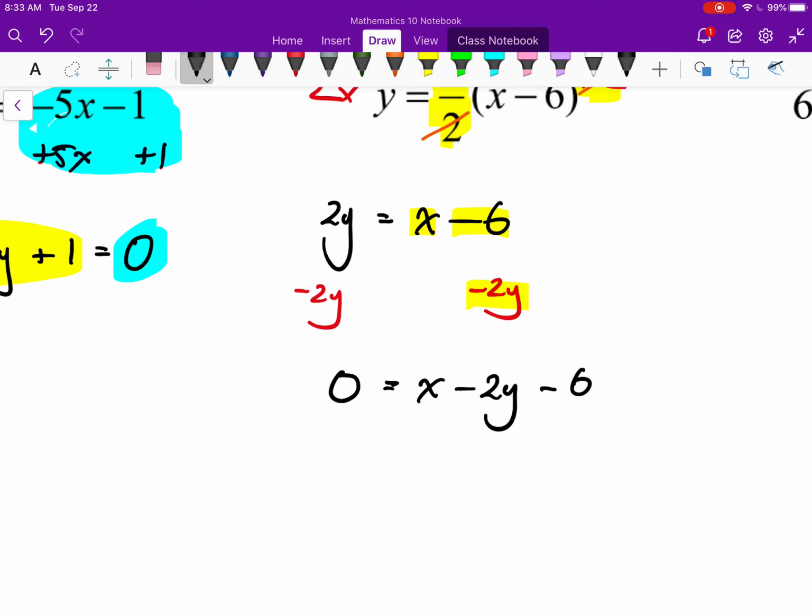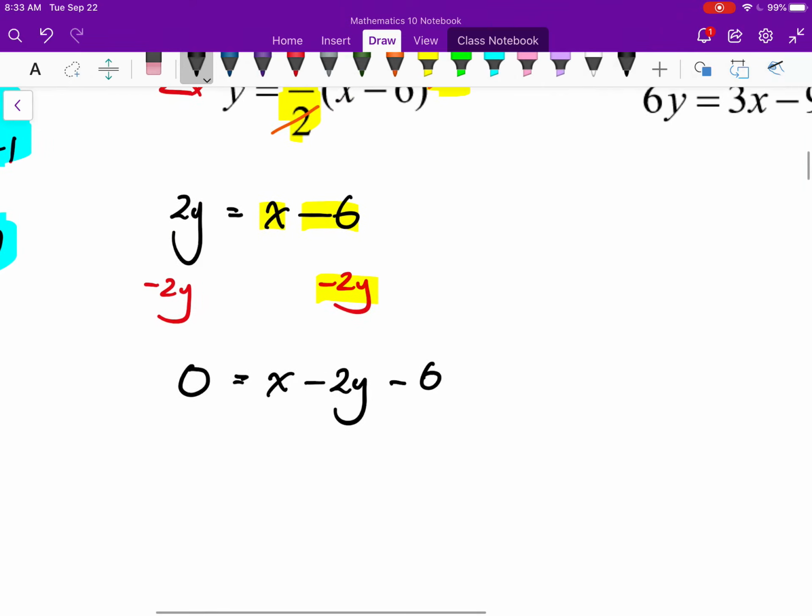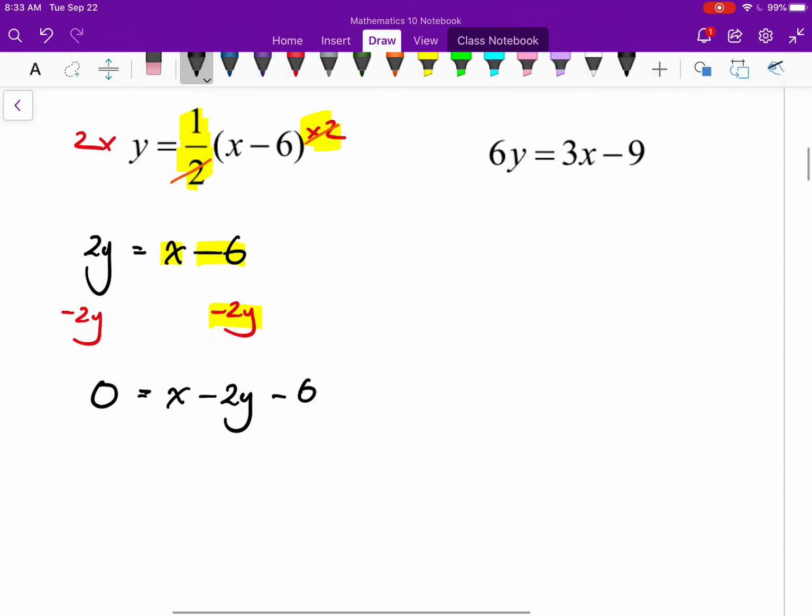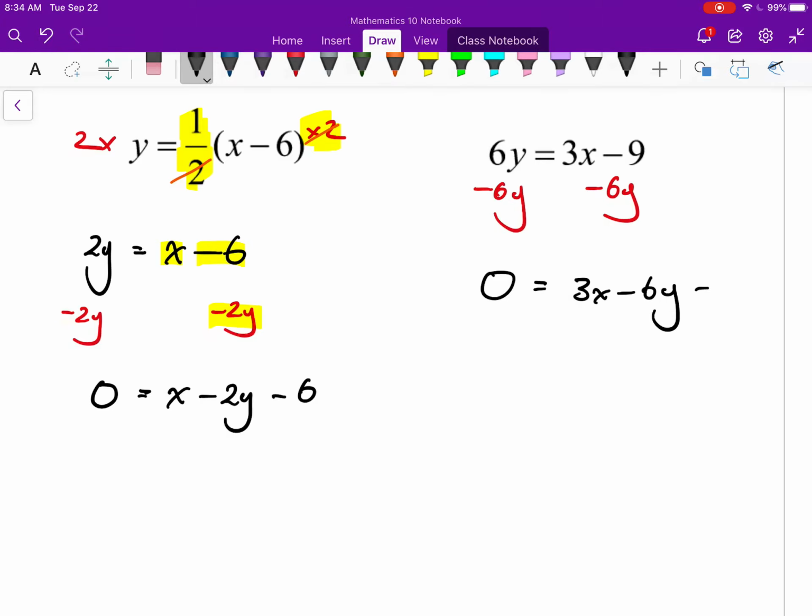Notice it doesn't matter if the 0 is on the left or the right-hand side. That's it. And so lastly, for this one here, I already have x positive, so I'm going to keep x where it is. I'm going to subtract 6y from both sides. So on the left-hand side, I have 0. On the right-hand side, I have 3x minus 6y minus 9.